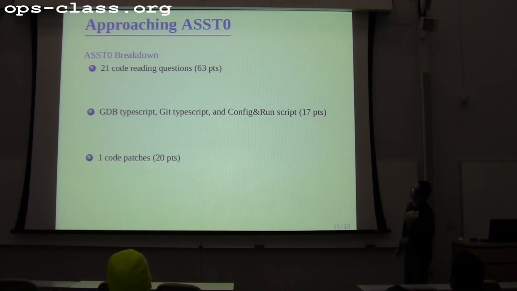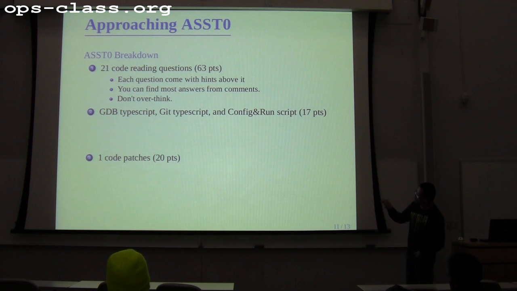So here are some tips about assignment 0. Basically, we have 21 code reading questions. That's 3 points each, which sums up to 63 points. We have 3 typescript patches with GDB, Git, and configure run script. Actually, I have just done the configure run part for you. You can repeat the process.